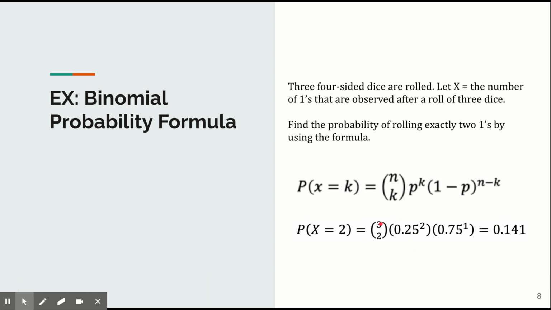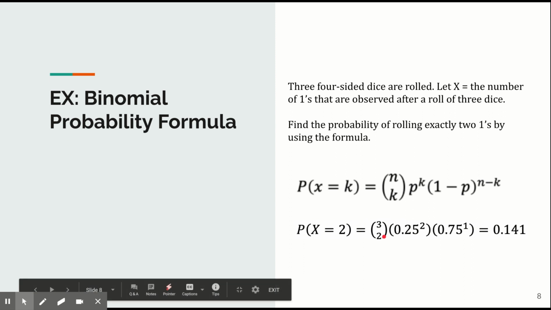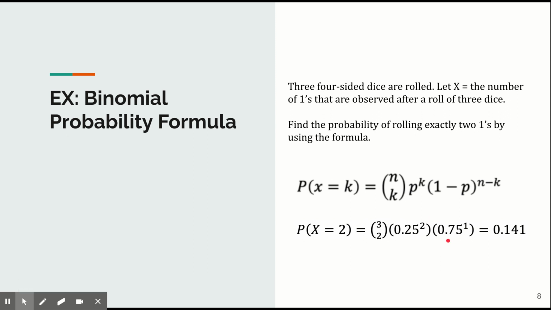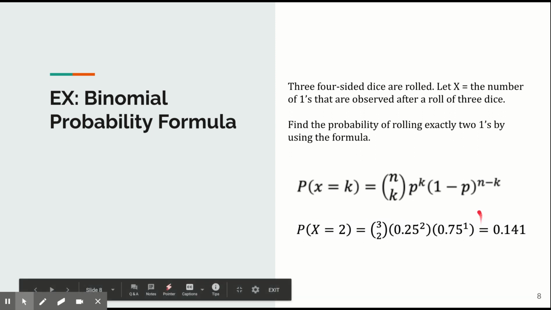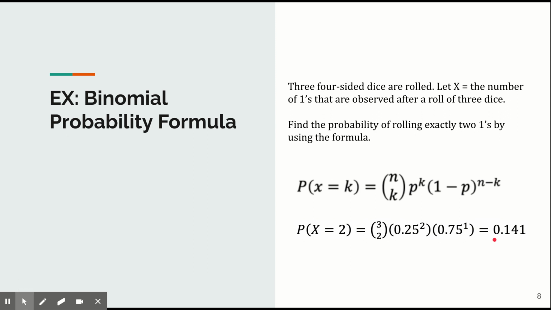We have 3 trials, talking about 2 successes. A success has a probability of 0.25 because it's a 4-sided die. We have a 0.25 probability of rolling a 1. 2 is the number of successes. 0.75 is the probability of not rolling a 1, since there are 3 sides that are not a 1. And we're talking about 1 failure. And that comes out to be 0.141. And then let me show you how I got that.